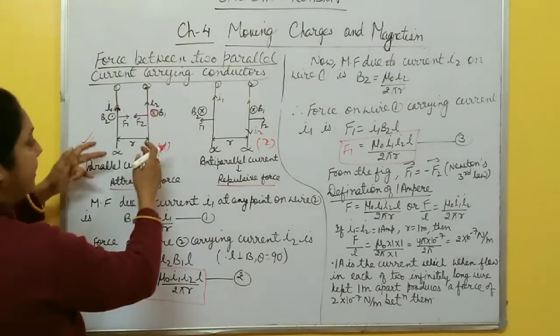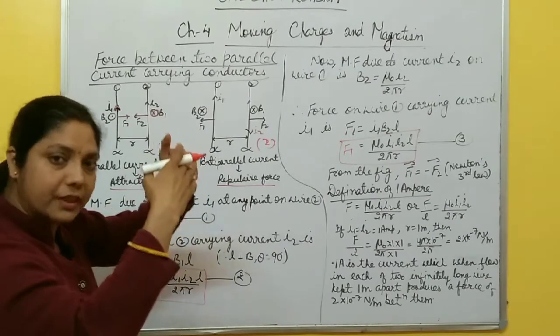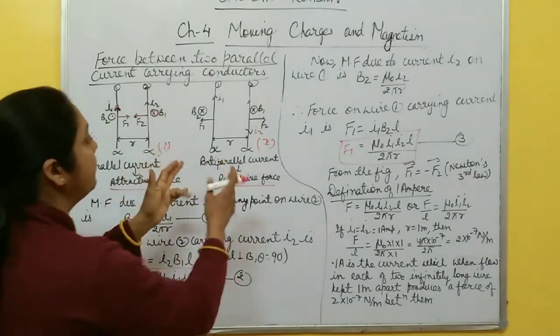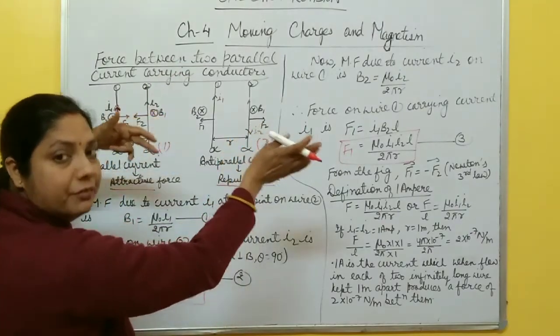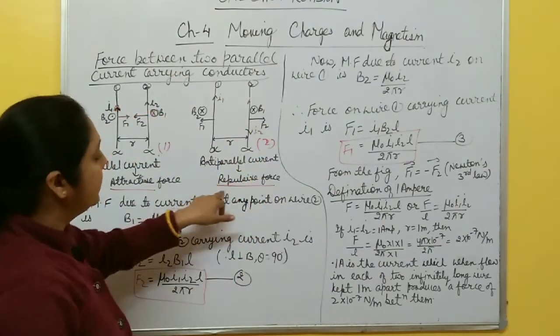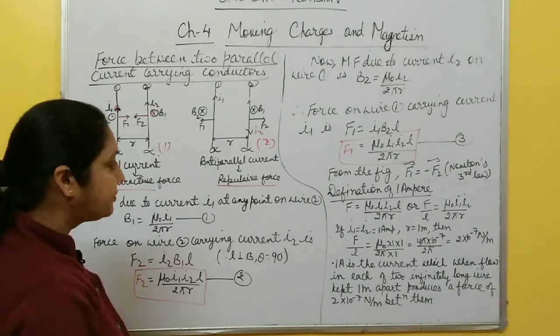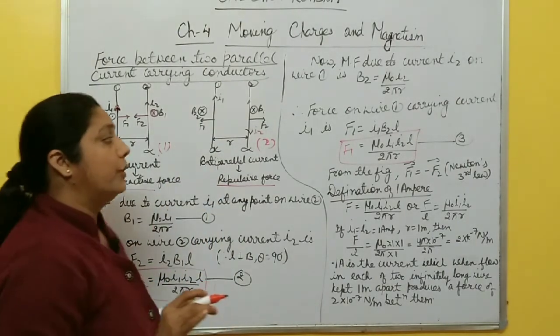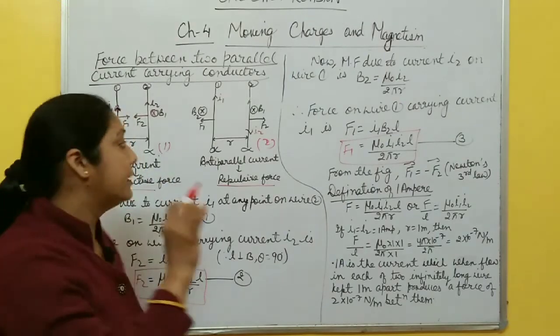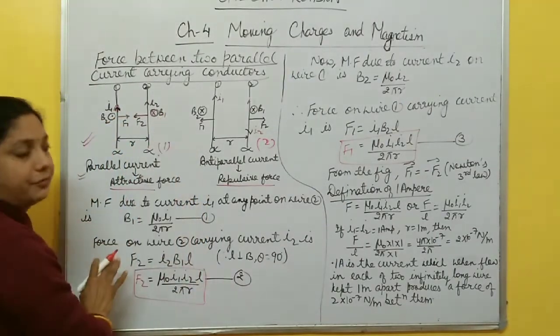If current is in same direction, the forces move towards each other, it means attractive force. If current is flowing in opposite direction, both forces move away from each other. So these are repulsive in nature, right? It was first observed by Ampere. So the definition of 1 ampere is given from this.